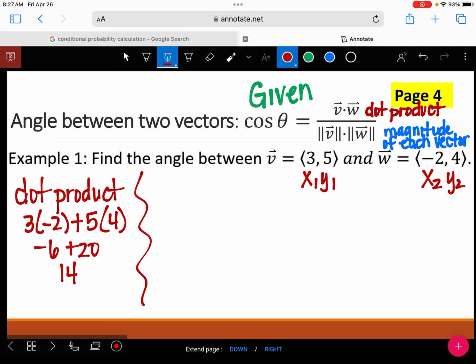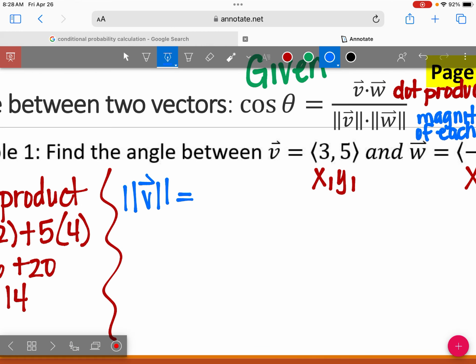To find the magnitude, now these two, this is my horizontal and vertical component. So remember the formula for magnitude. I'm gonna find the magnitude of vector V. In order to find that magnitude, I'm taking the square root of 3 squared plus 5 squared. Don't change it to a decimal, and I'll explain why in a minute. We're just going to leave it under the square root. So that's 9 plus 25, which should be 34.